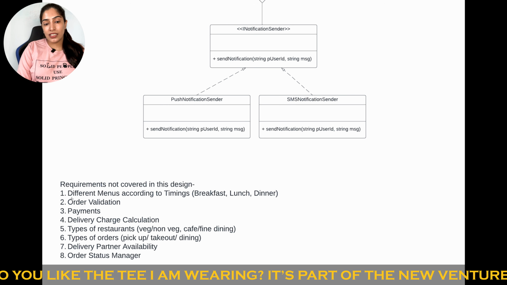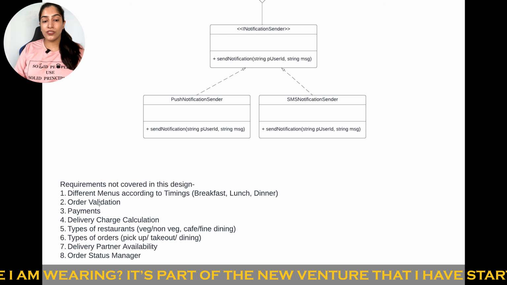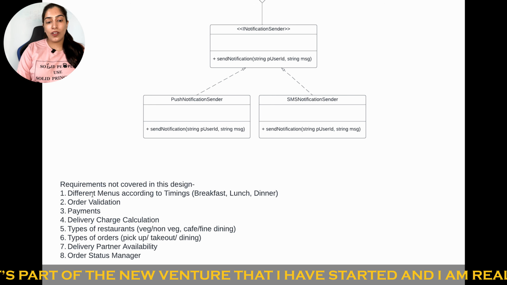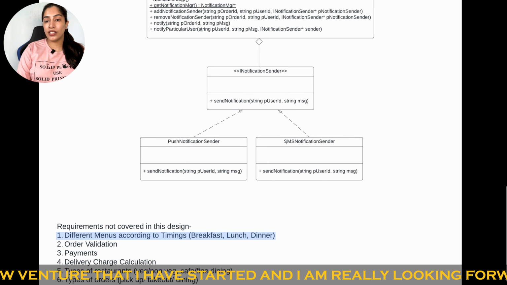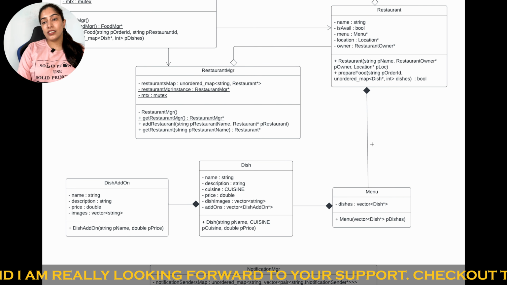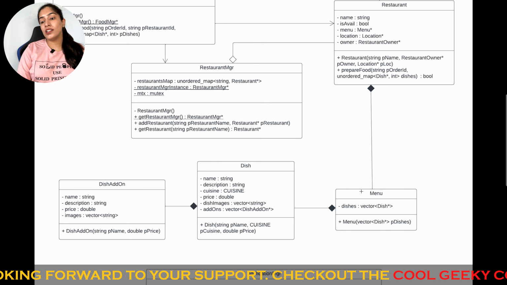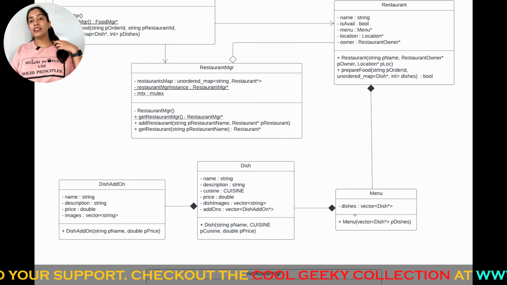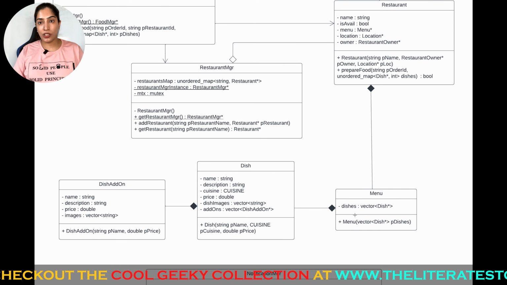So here you can see that there are some things that I have not taken care of, some requirements. One of those requirements was different menus according to different timings. So currently I have just, say, one menu. But if you see the relationship between the restaurant and menu, one restaurant could have, say, multiple menus, say breakfast menu, lunch menu, dinner menu, and things like that.